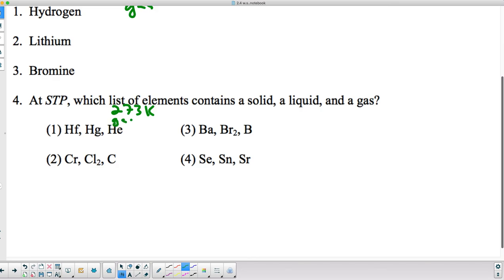I can tell you this one is a gas. I'm not sure about Hg, and I'm not sure about Hf, but you do that for each one of these to find out which one is a solid, liquid, and a gas. So you have all 3 states represented in each group. Find out which one has a solid, liquid, and gas in the whole group, and then circle that.